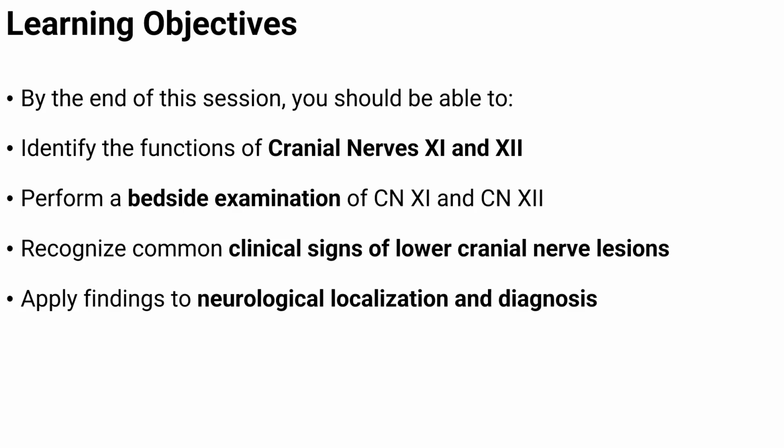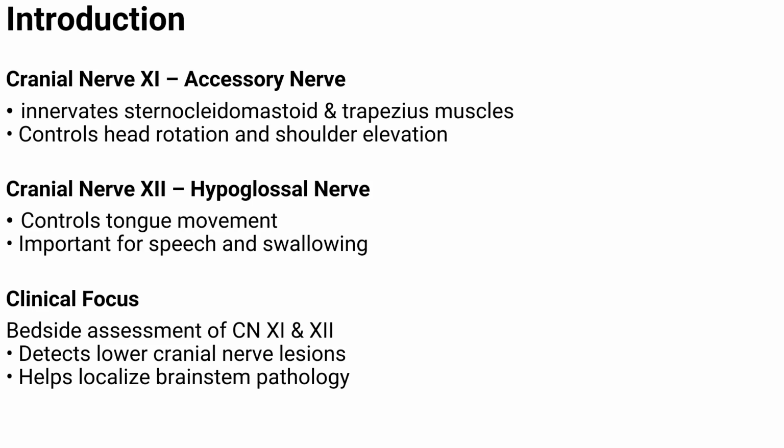Cranial nerve 11 controls the sternocleidomastoid and trapezius muscles, making it essential for head rotation and shoulder elevation. Cranial nerve 12 controls tongue movement and plays a vital role in speech and swallowing. We'll also focus on how bedside assessment of these nerves helps localize brainstem pathology and detect lower cranial nerve lesions.